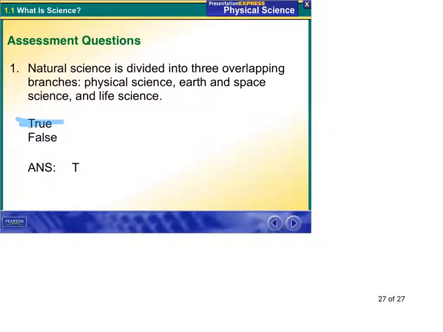So that's our 1.1 notes. You should know the definitions, the key questions and answers, and some relationships between all these things. So that's all for section 1.1.